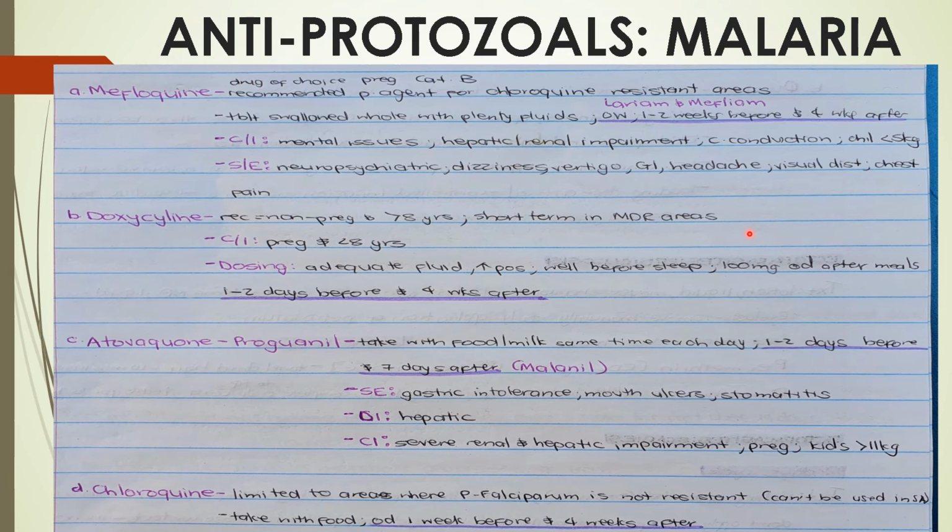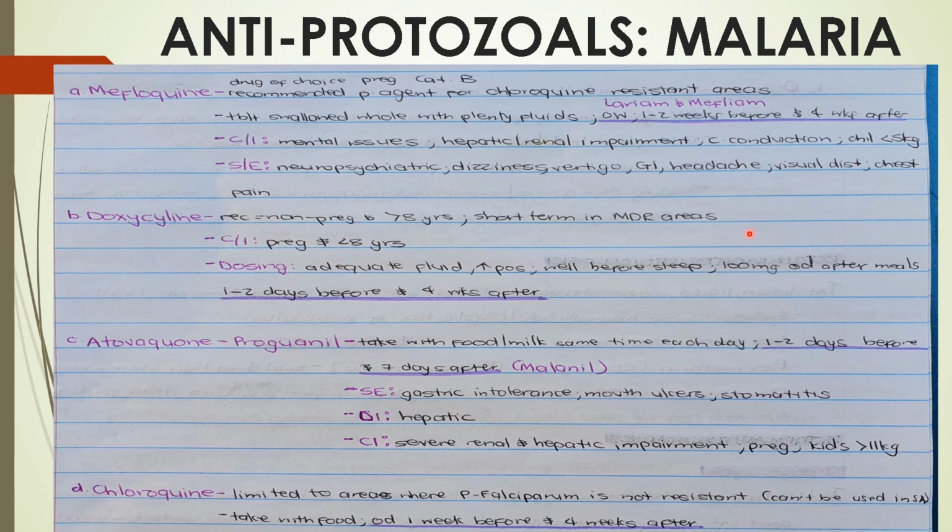When you're giving the medication, you must give it with adequate fluid, so not just a small sip, but lots of water, in an upright position. You must take it before sleep, and the dosage is 100 milligrams once daily after a meal. It must be taken 1 to 2 days before the trip and 4 weeks after. Please note that with all these chemoprophylaxis, you have to know how many days or weeks before the trip and how many days or weeks after the trip you have to take these medications.